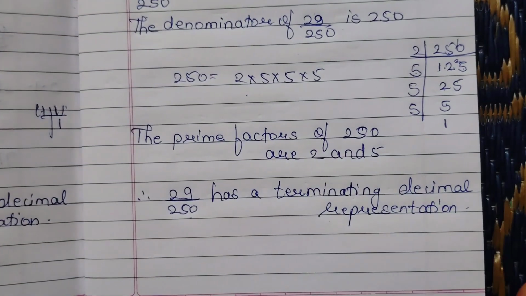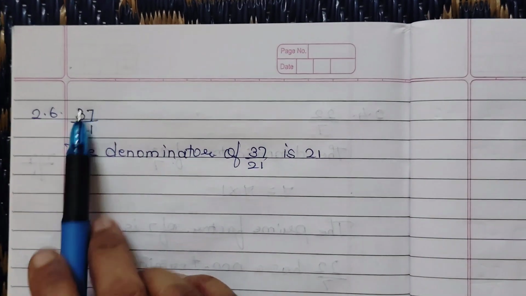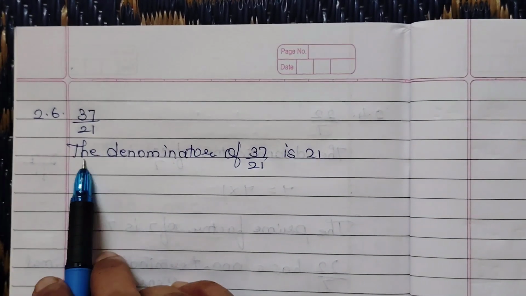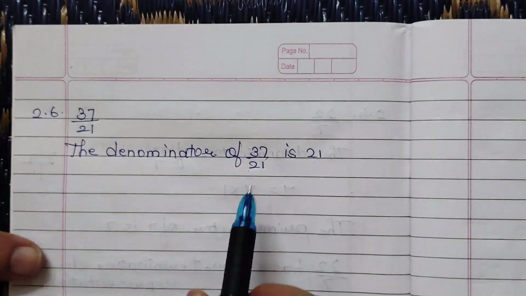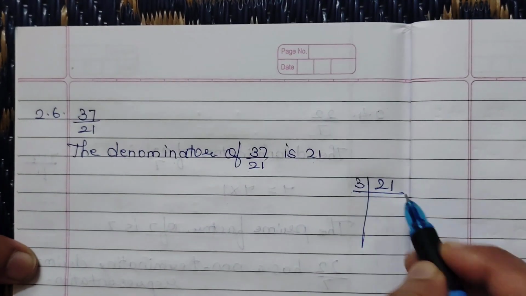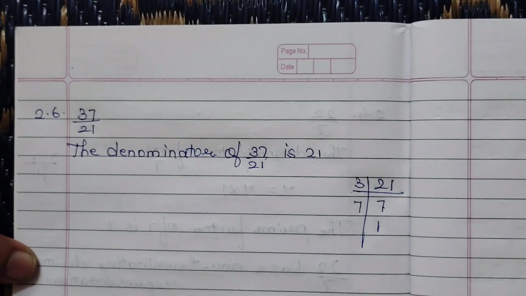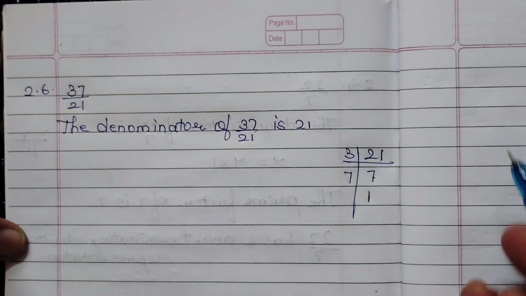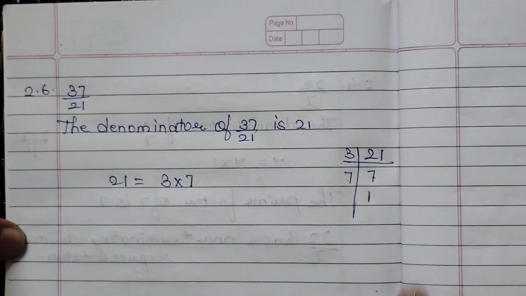Okay. Now next question, 37 upon 21. The denominator of 37 upon 21 is 21, so we'll take out the prime factor. 21 goes in 3 table. 3 sevens are 21. 7 ones are 7. So which are the two factors? 3 and 7. So we write 21 is equal to 3 into 7.